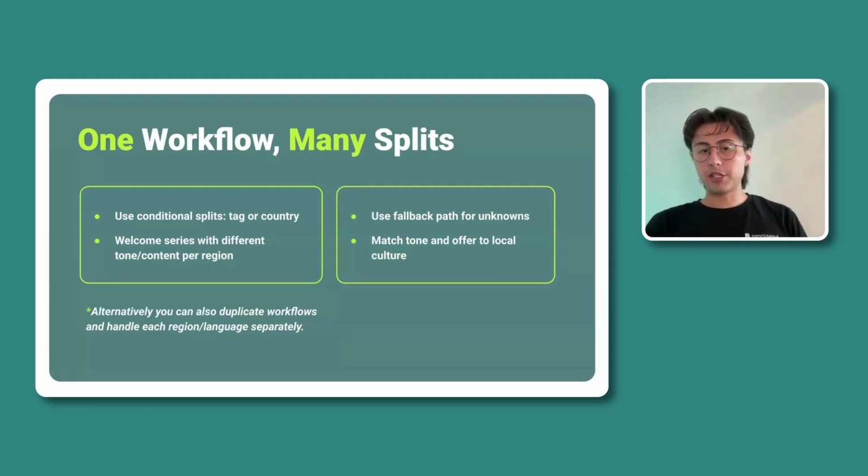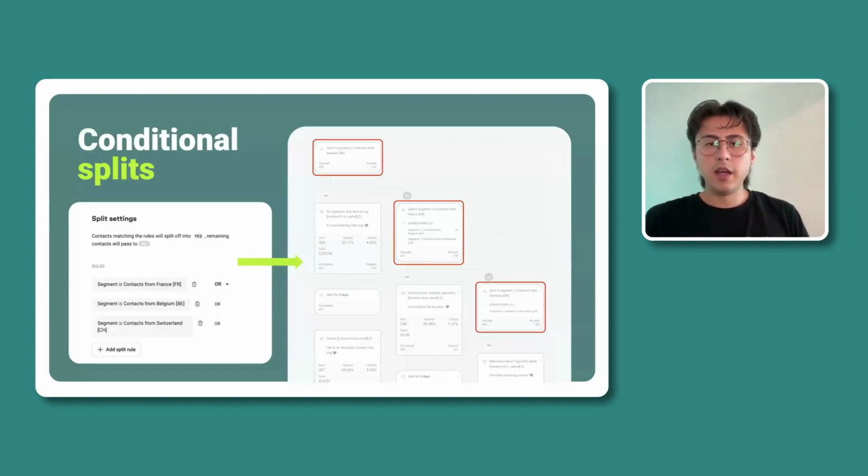And also, as I mentioned at the beginning, you can always duplicate just a single workflow that you think is perfect, and then just change the rules according to the tag, segment, region, whatever you're using to separate your contacts. It's just a matter of how you manage things. It really makes no difference.